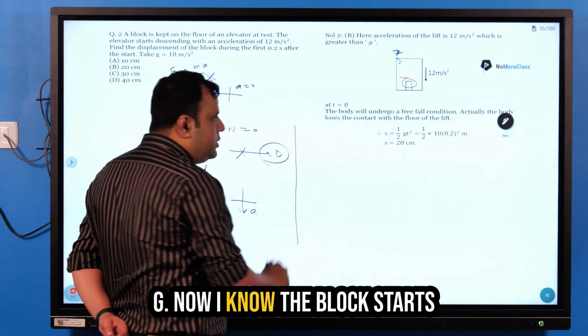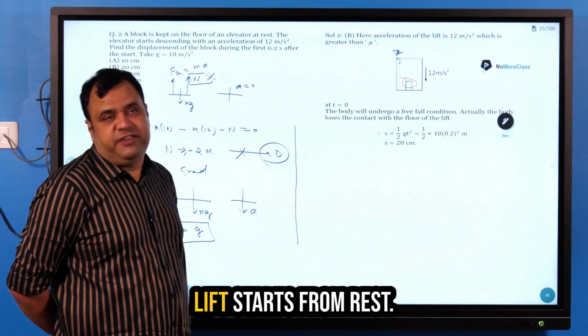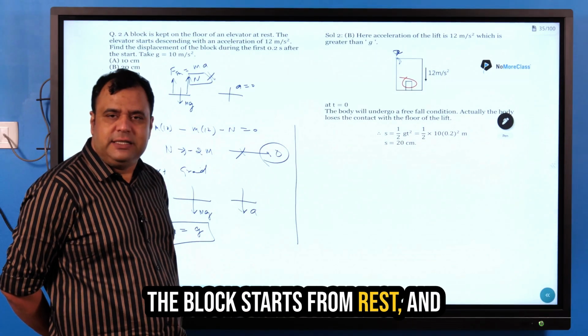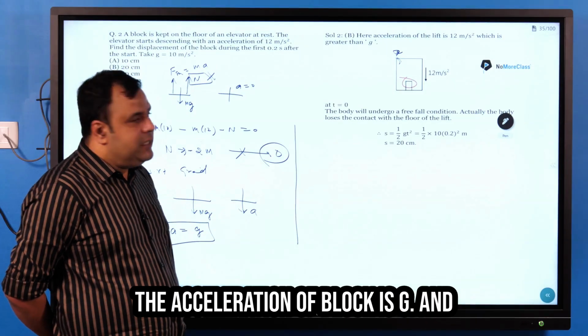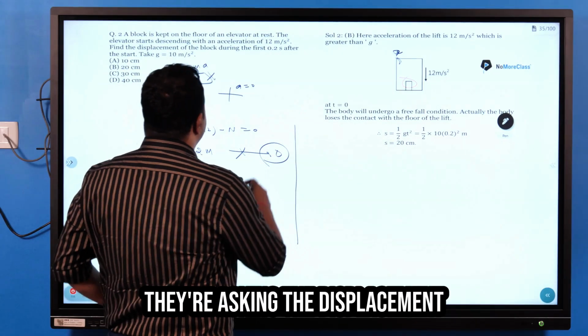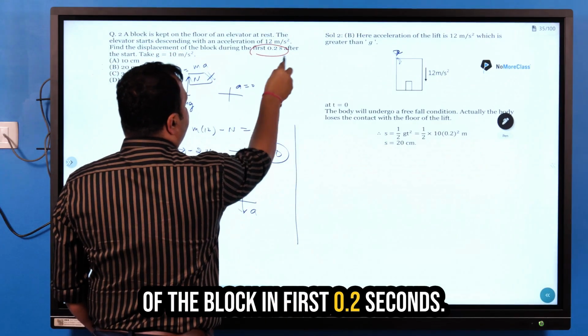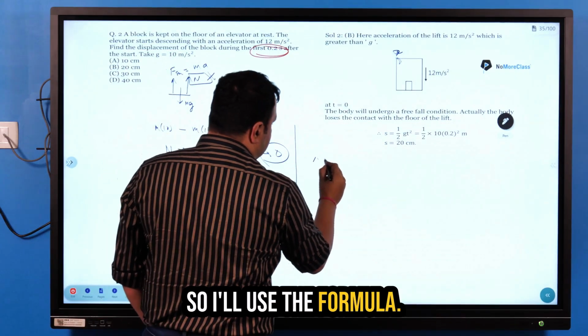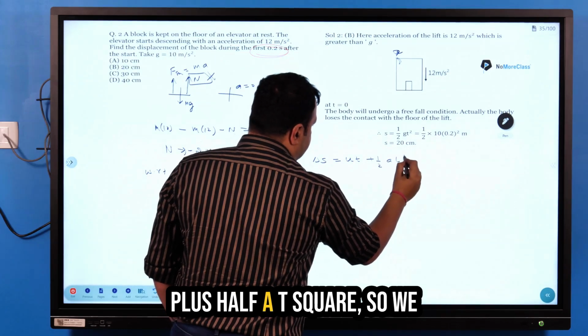Now I know the block starts from rest according to the question. Lift starts from rest, so block starts from rest. And the acceleration of the block is g. And they're asking the displacement of the block in the first 0.2 seconds. So I'll use the formula: displacement is equal to ut plus 1/2 a t square.